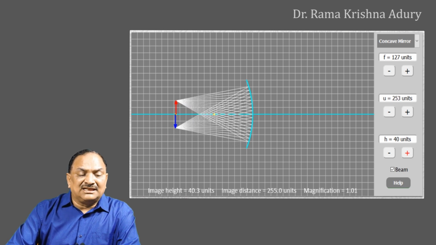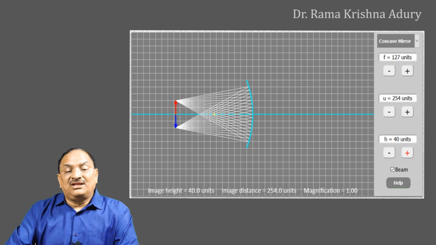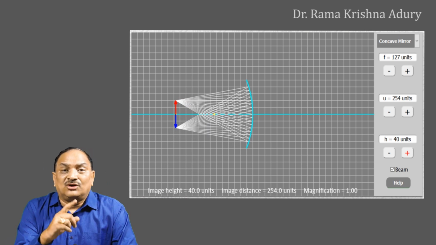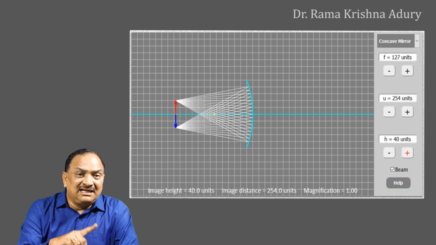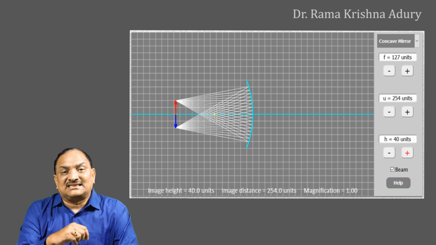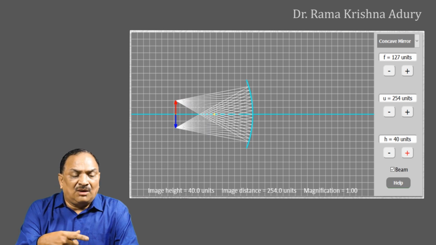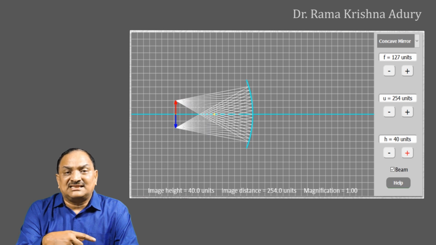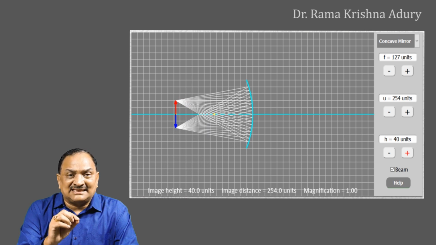Let us take the object a little farther. And now it is at C. When the object is at C, the image also is formed at C. It's a real image, inverted image, and now look at the size. The size is almost that of the object. So object and image are of the same size when the object is placed at C.